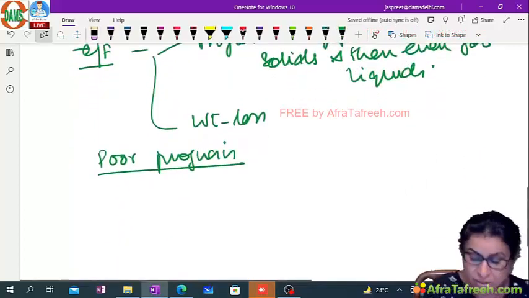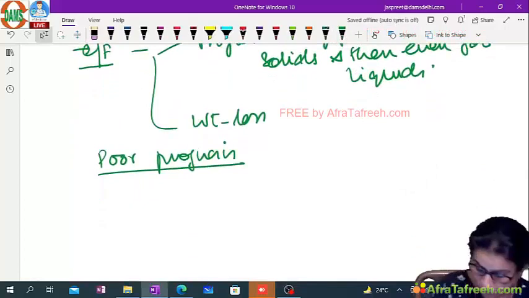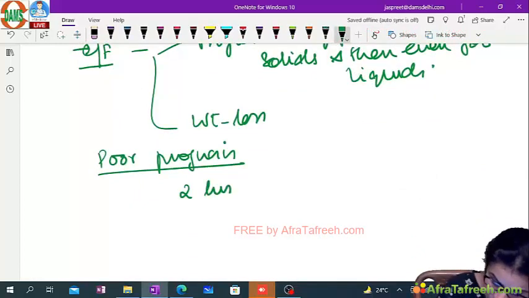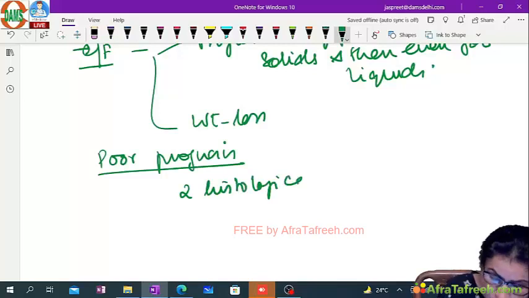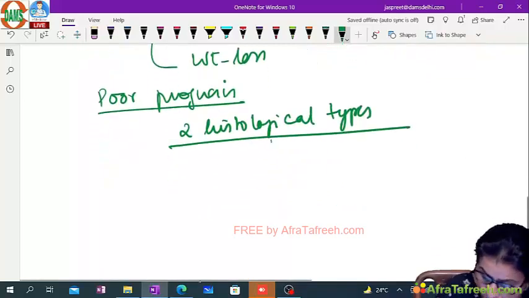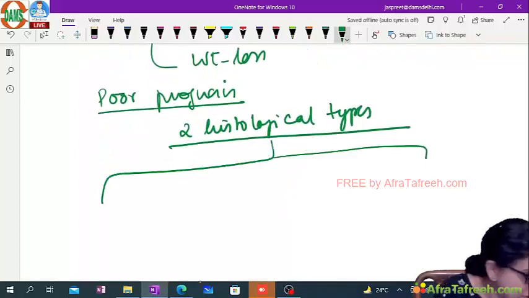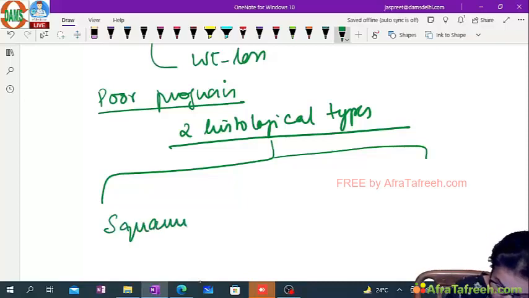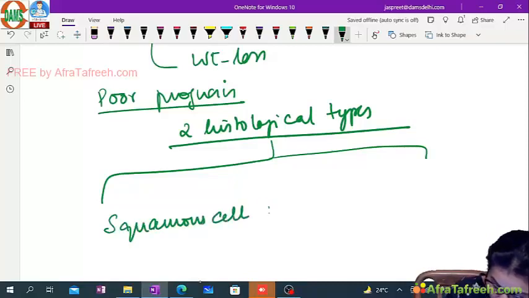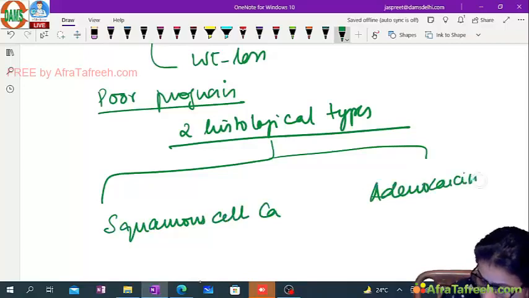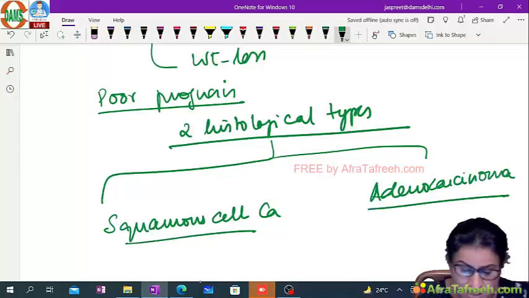Okay, second, now there are 2 main histological types of esophageal cancer. So you have to know which type is more common in the world. These are number 1, squamous cell carcinoma, and second is adenocarcinoma.